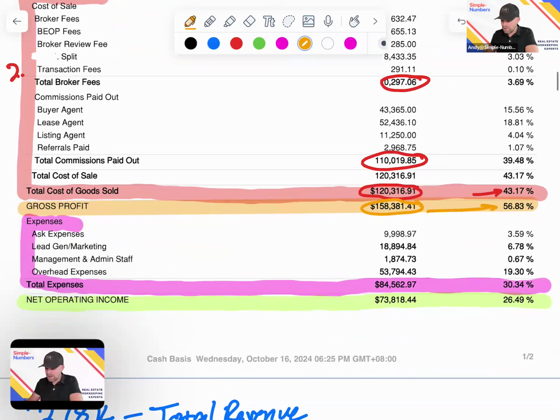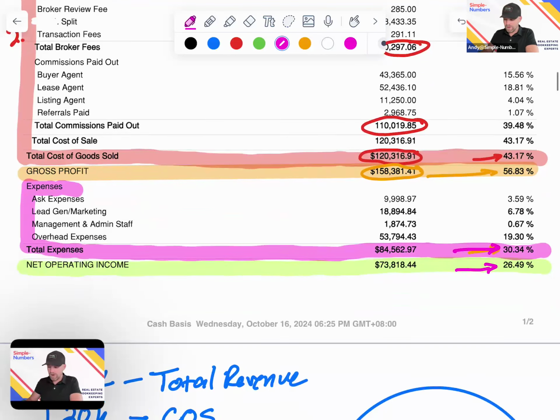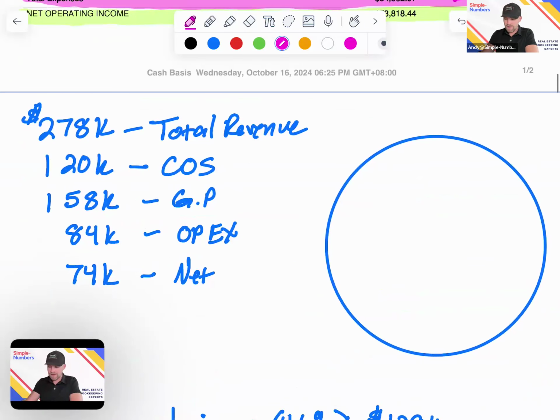And then we had to pay the bills. They're spending about 30% on their operating expenses. And then they're left with about 27% in net profit and owner pay. So here's what that looked like. 278 total revenue, 120 that went out in cost of sale. That's 43%. Then we were left with gross profit of the difference, 57%.